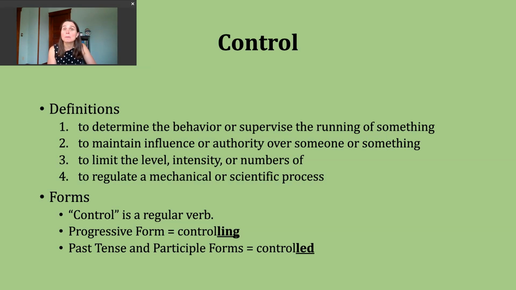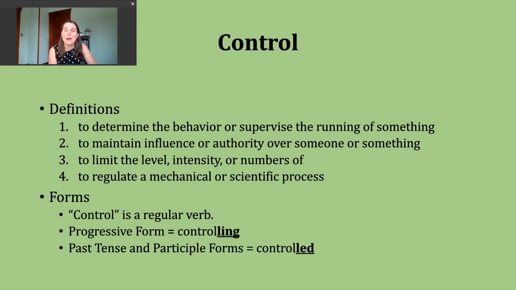A second way the verb control gets used is to mean to maintain influence or authority over someone or something. With this second definition, my mind immediately goes to parents and children. Parents try to maintain influence and authority over their children. Some days are more successful than others. But generally, right, they're guiding their behavior, their actions, what they're allowed or not allowed to do.